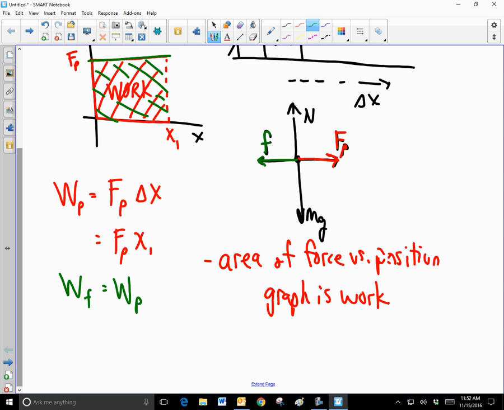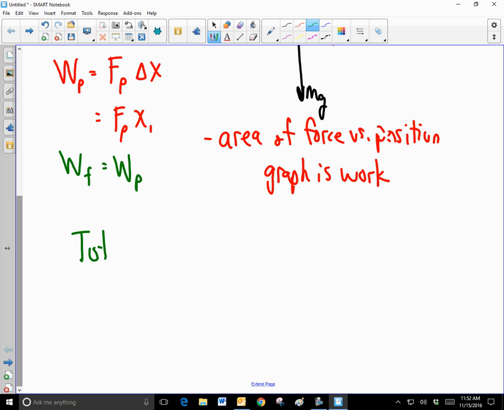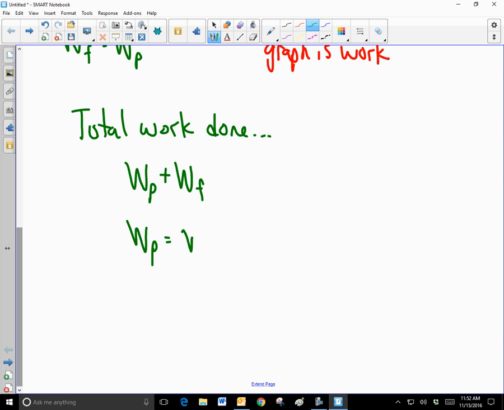What's the difference between the work done by friction and the work done by the push? They're in different directions, and therefore the work done by friction is going to be negative. And so when we find the total amount of work done, that's the work done by the push plus the work done by friction. Work done by the push is equal to the work done by friction, except it's opposite. These two things did equal amounts of work, and therefore the total amount of work, if I add these two together, is 0. So we call W_tot equals those two things.